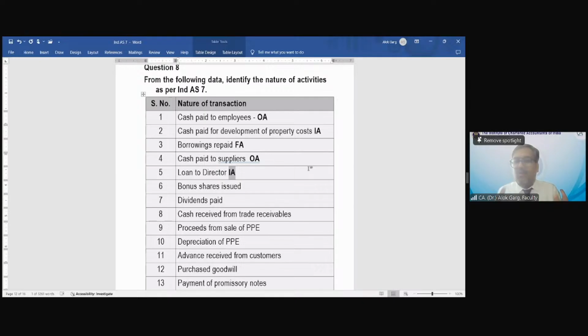Loan taken is a financing activity. Loan given is an investing activity. The company has taken a loan from the promoter. What is the nature of this activity?